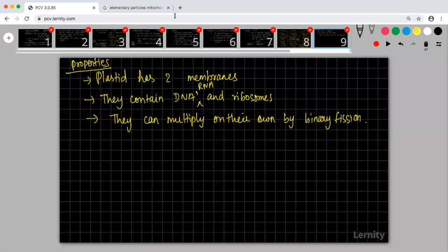So now with this we'll complete today's class. We'll start with slide 1. Tomorrow we can continue with chloroplast alone.